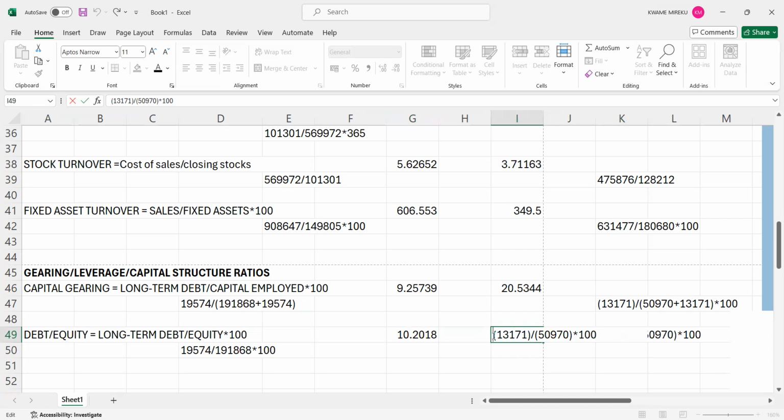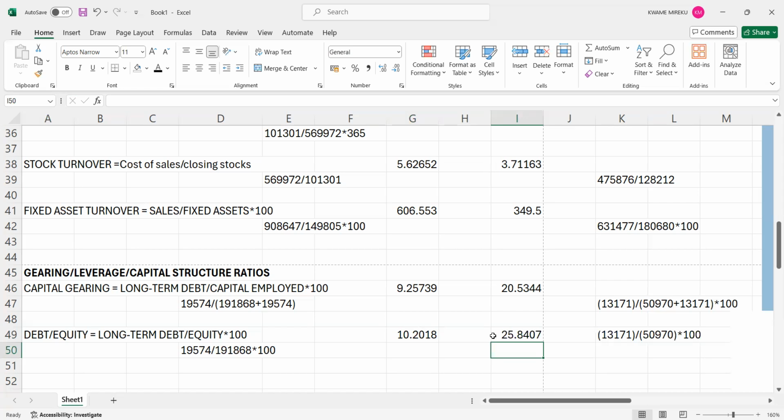So you can still see the company is lowly geared. So we don't need to work out the two. One of them will give us a fair picture of what you are trying to present. So your company is still lowly geared because you have more equity than long-term debt in the capital structure.